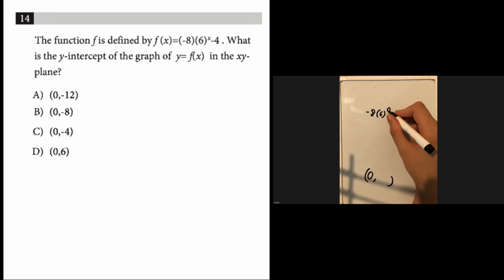And so anything to the 0th power is just 1. So this just becomes -8 times 1, which is just -8 minus 4, which is just -12. And so that's the answer. So it'd be 0, -12, which is answer choice A.